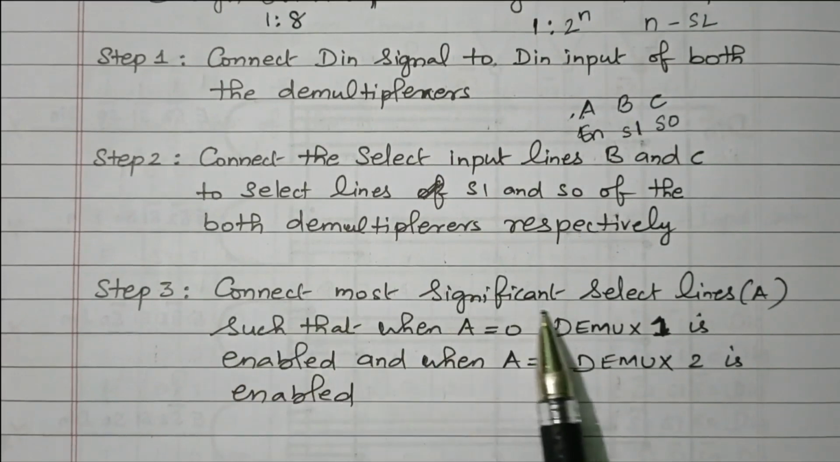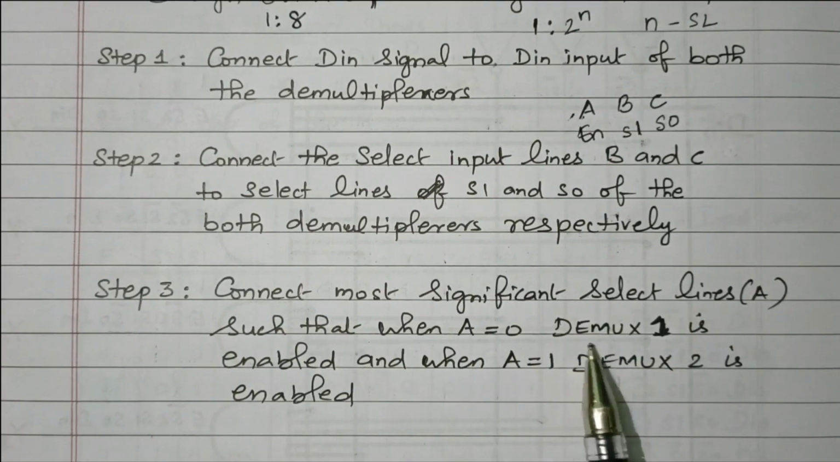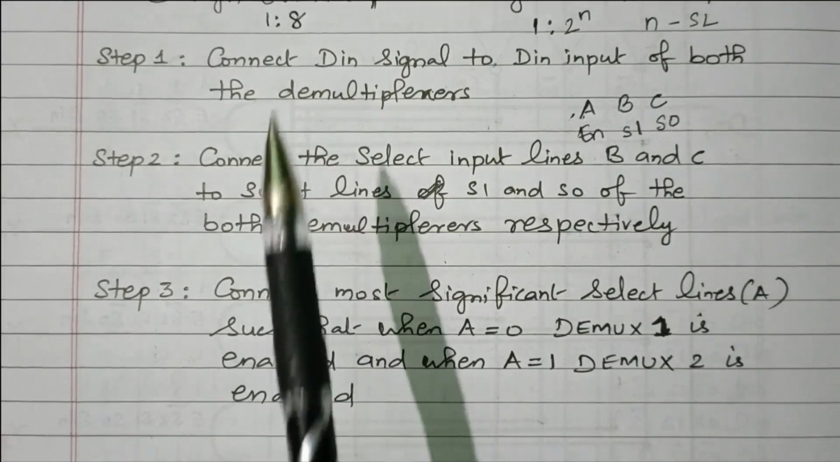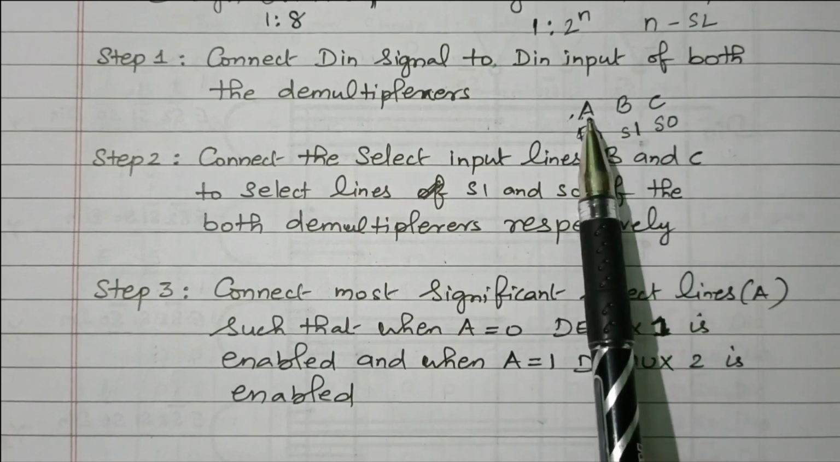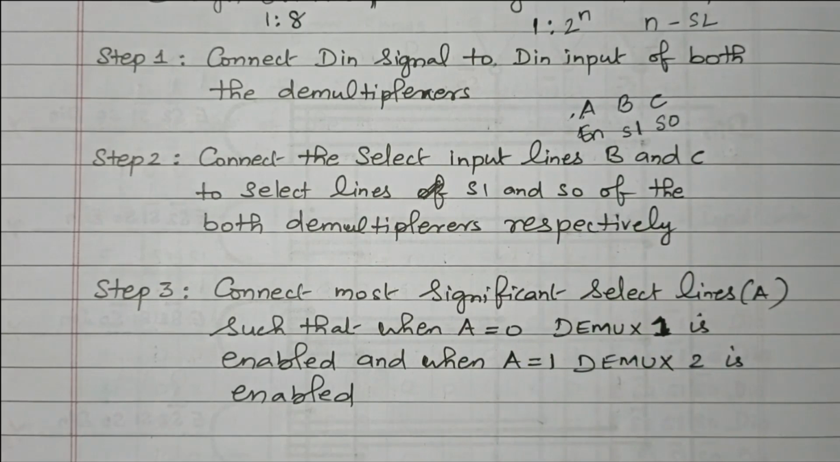Connect the most significant bit, that is A, such that when A equal to 0, dmux1 is enabled. Because A equal to 0 is given inverted using the NOT gate, so A equal to 0 means dmux1 is enabled. When A equal to 1, dmux2 is enabled, right? So now we decided the input D in is given to both the demultiplexers, the selection lines are B and C, and enabling the demux is A, right? So based on that, now we'll go to the diagram.